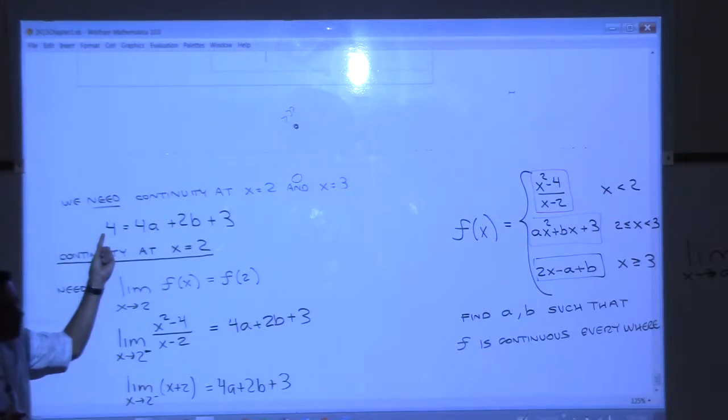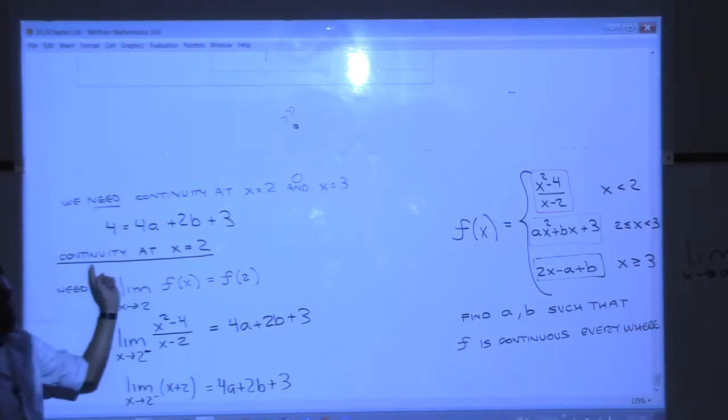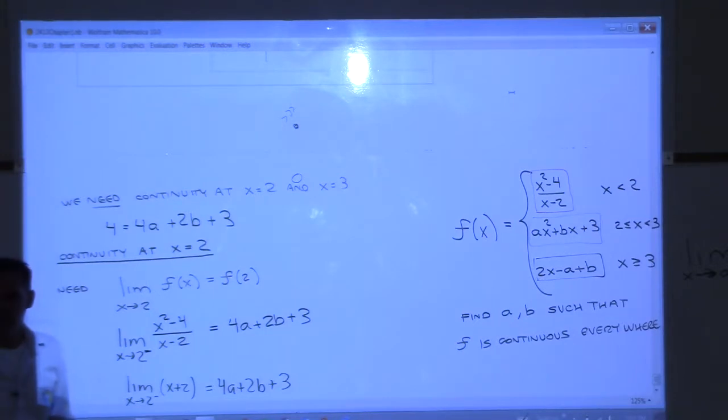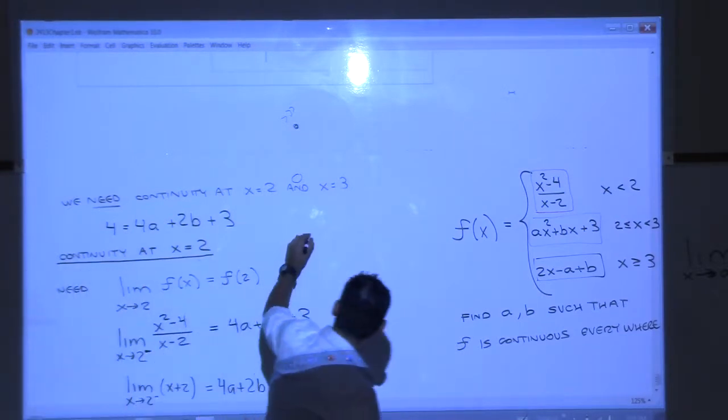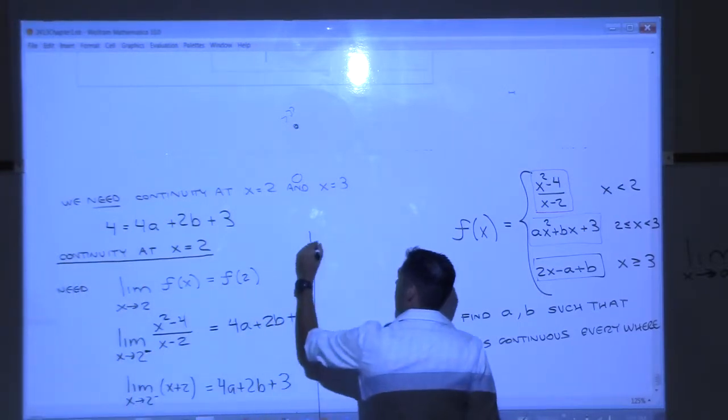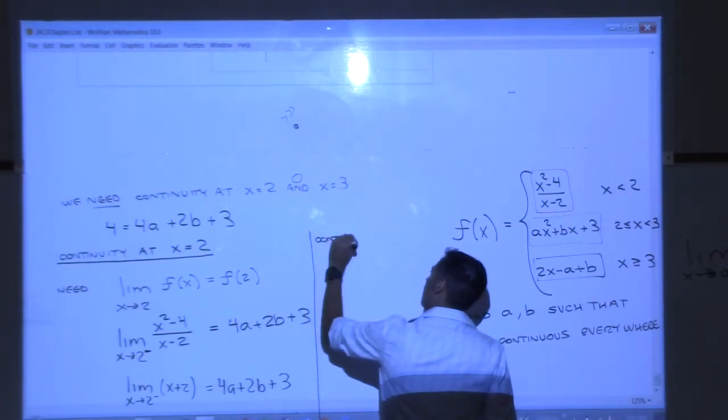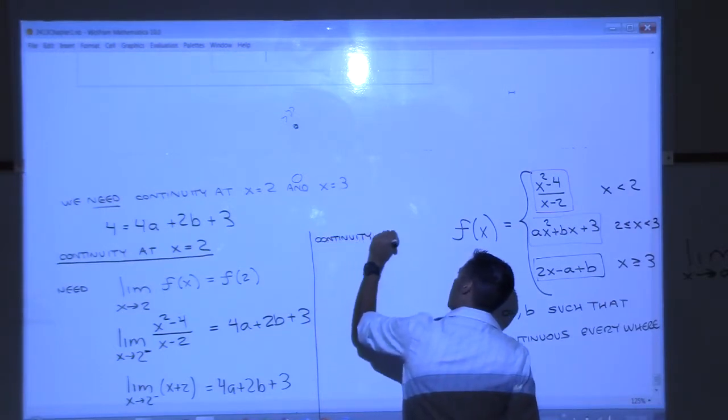But we still haven't talked about continuity at 3 yet. So we're going to put this on the back burner now, and go talk about continuity at 3. And try and keep this all on one screen. Continuity at x equals 3.